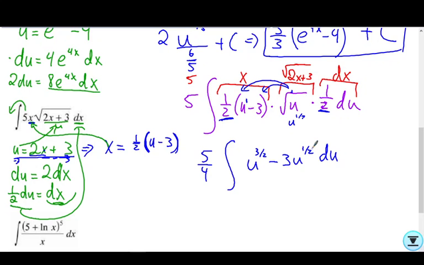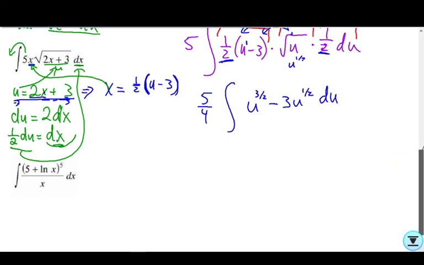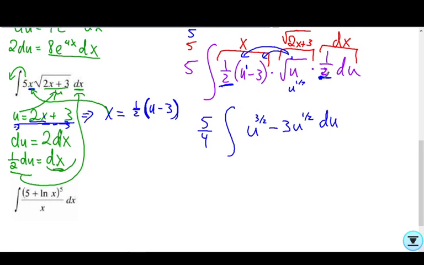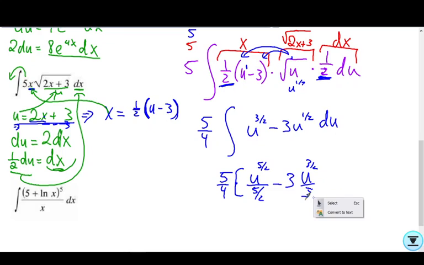Okay? So all I did was I moved part of it out. So I moved this and this outside, and then I multiplied that in. Now it makes my antiderivative easy. So I get 5 over 4, and then the antiderivative here is going to be u adding 1. I'm going to get u to the 5/2 divided by 5/2 minus 3. U add 1, you get u to the 3/2 over 3/2 plus c.